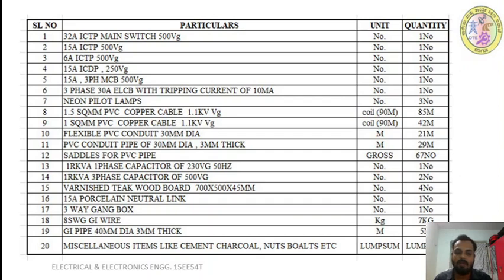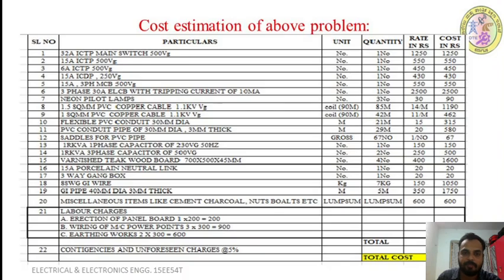So this is the quantity of materials required for the power installation of the above said problem, with their specifications. This is how you have to calculate the materials and their specifications, and finally you have to list the materials like this: serial number, particulars, unit and quantity. Then for the above said problem, how to do the cost estimation, we will see it.